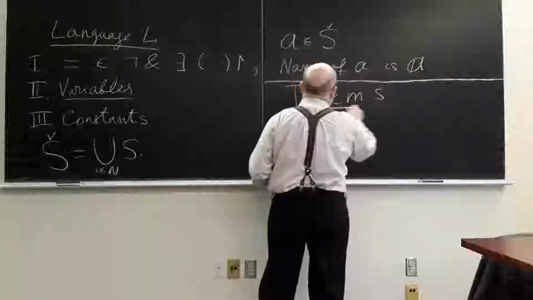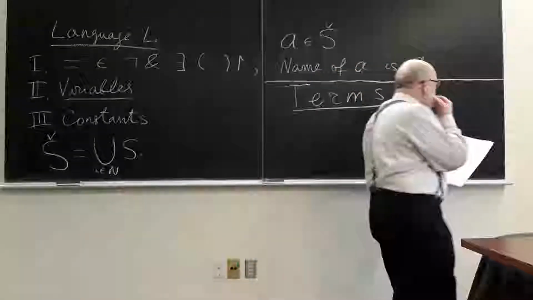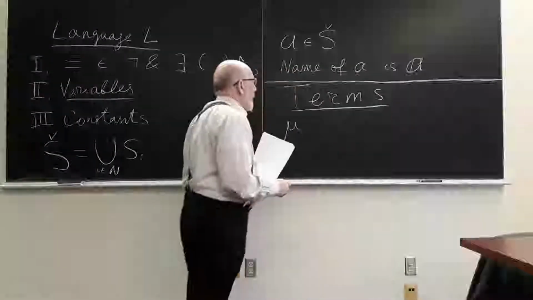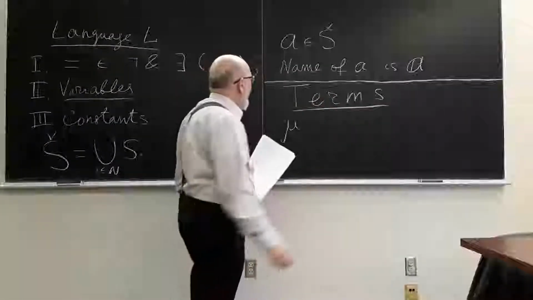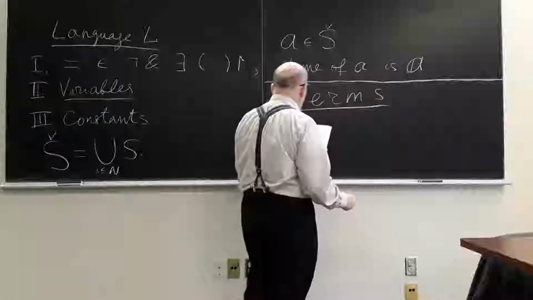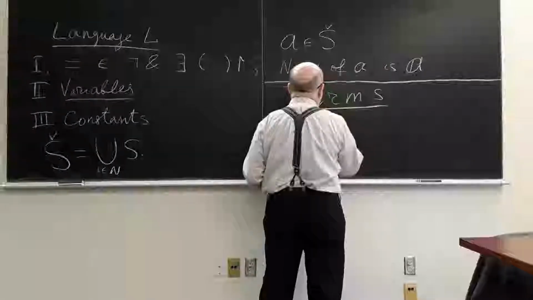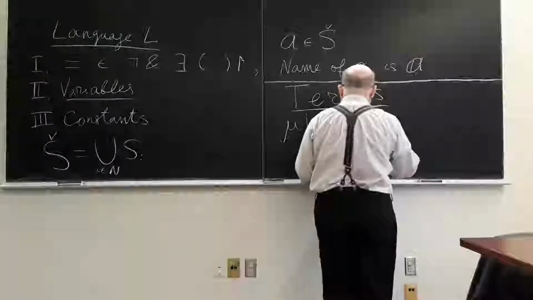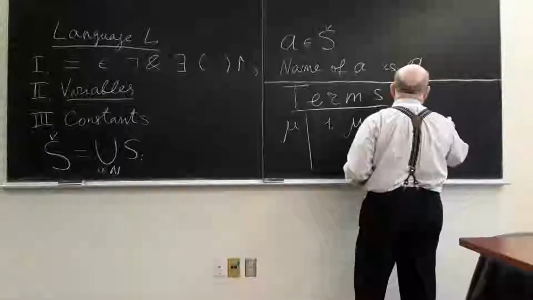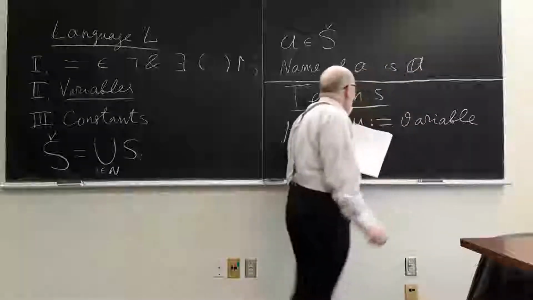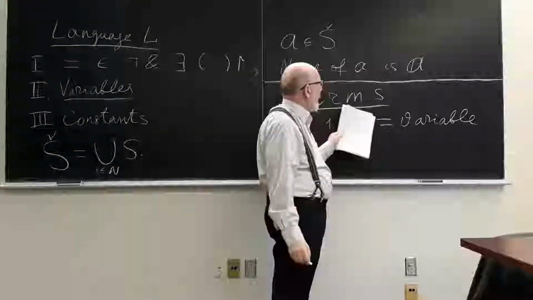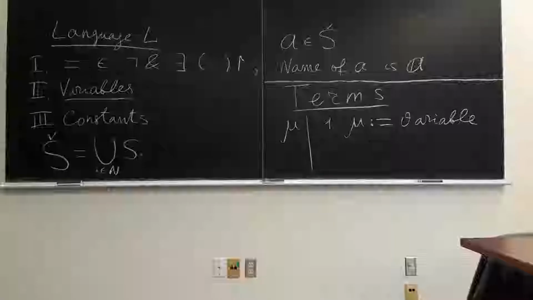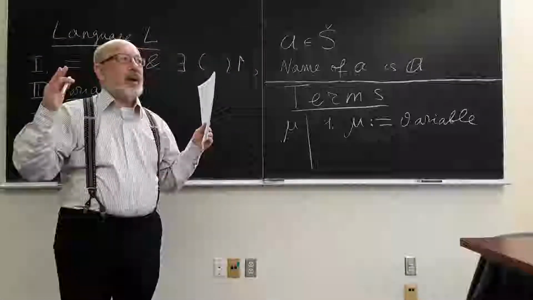So what is a term? Say mu is a term, it is some expression, and we have the following thing. The first sort of term, mu, is some variable. Here I introduce this notation, which is borrowed, I think, from computer languages.